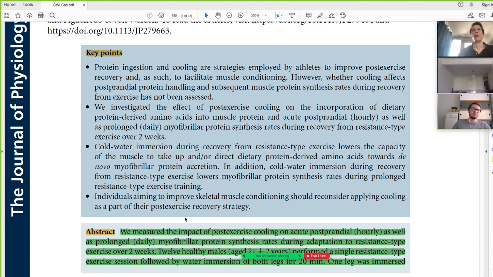So, we are full-time scientists, that is what we do. But if you are an athlete, basically you only need to read the key points. You're not gonna read all the methodology because it's kind of confusing if you don't do it yourself. So you would just look here, you see here, okay, individuals aiming to improve skeletal muscle conditioning should reconsider applying cooling as part of their post-exercise recovery strategy. So at this point you already know that, okay, maybe cooling isn't all that it's hyped up to be. Just very, very practical.